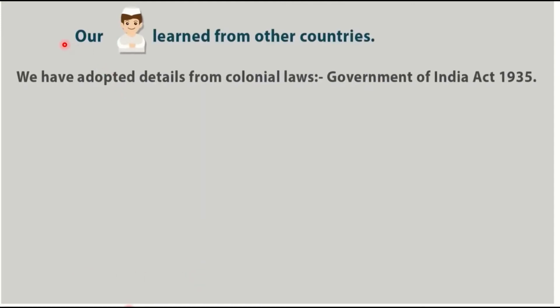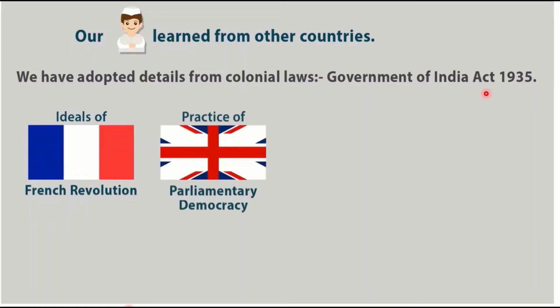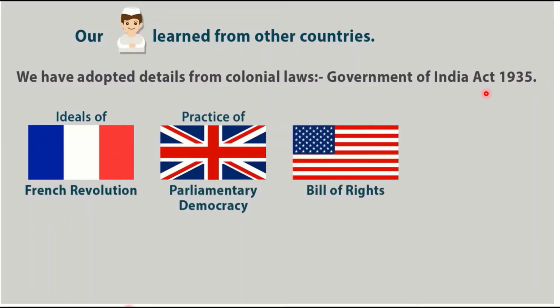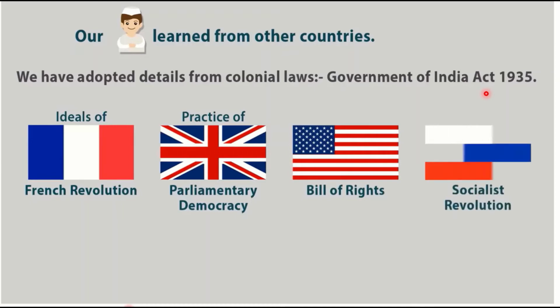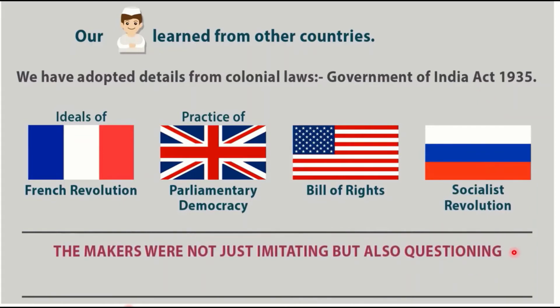Our leaders learned from other countries. We adopted details from colonial law, like the Government of India Act 1935. Ideas of the French Revolution inspired us a lot, as did the practices of parliamentary democracy in Britain and the socialist revolution in Russia. However, the best part is the makers were not just imitating but also questioning whether these things would suit India or not.